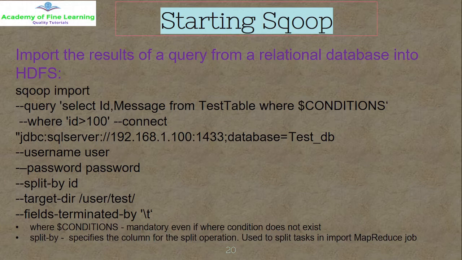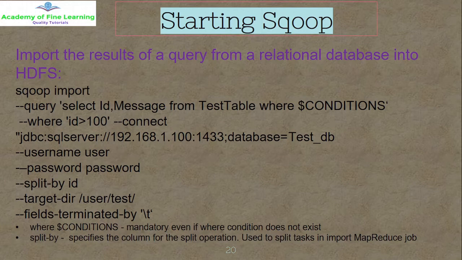Now double dash split-by ID. It specifies the column for the split operation. It is used to split the task to import MapReduce jobs. So we are splitting by ID, right? ID should be greater than 100, right? And the target directory, we are also specifying by using double dash target-dir. What is the directory? /user/root/test. So this is the HDFS target directory. We are importing, right? Importing means importing to HDFS, not importing to RDBMS. So this is the HDFS directory: root of the HDFS, then user, then test.